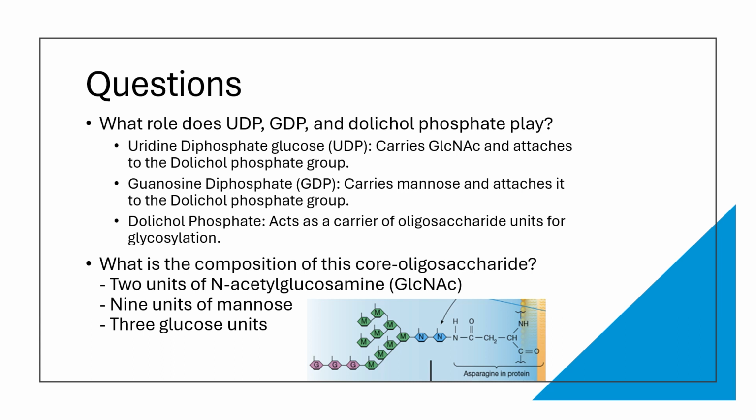The second question was, what is the composition of this core oligosaccharide? Well, I went ahead and trimmed off and basically gave you guys an image here that shows you what that finished product looks like. So the finished oligosaccharide has 2 units of N-acetylglucosamine, 9 units of mannose, and 3 units of glucose.